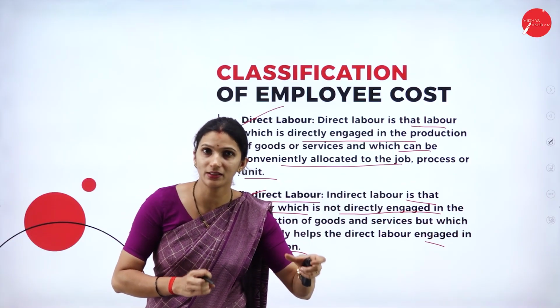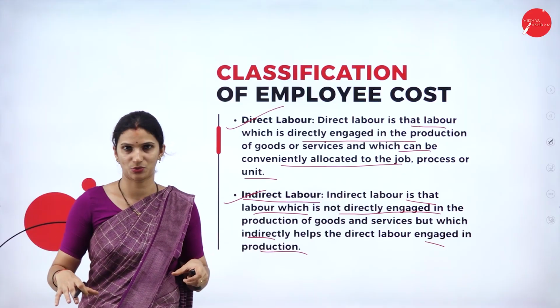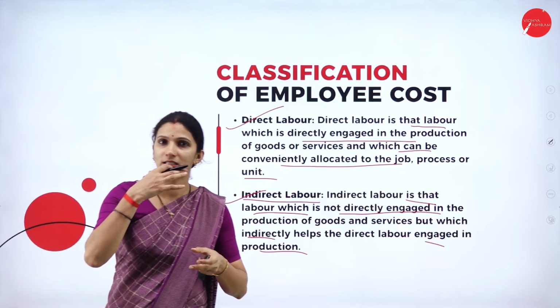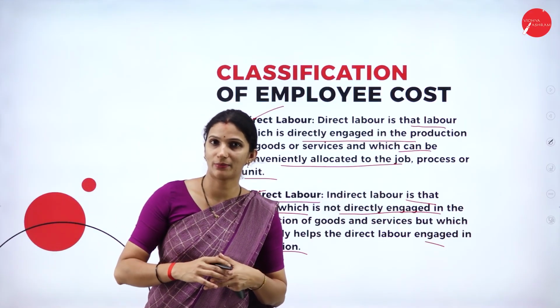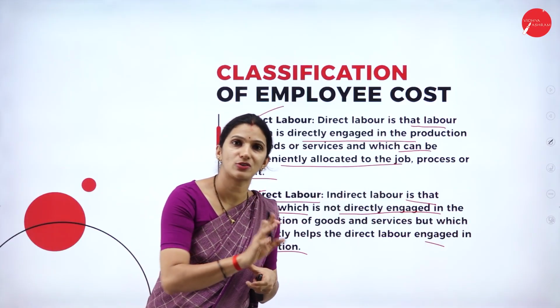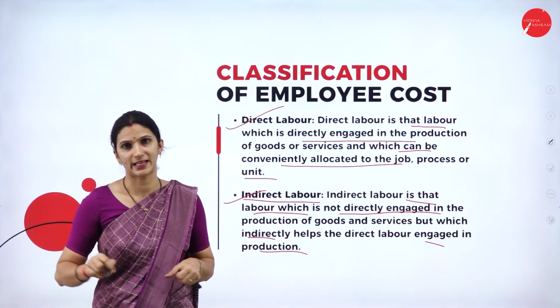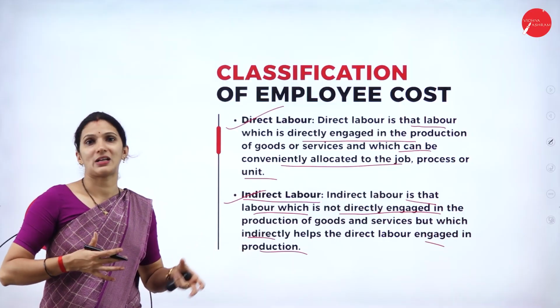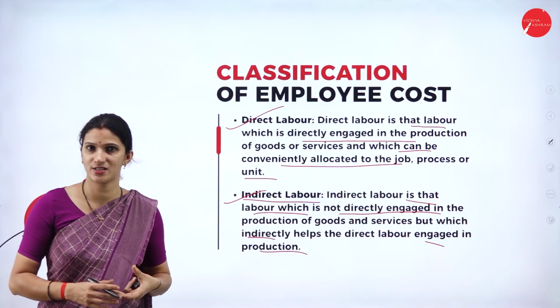For example, as I said earlier, in a furniture manufacturer, the cost or the amount paid to the carpenter, that we call the direct wage, and there will be certain supervisors and cleaners. The cost or the wages paid to them, we call the indirect labor. So these are the two classifications of labor cost that we have.